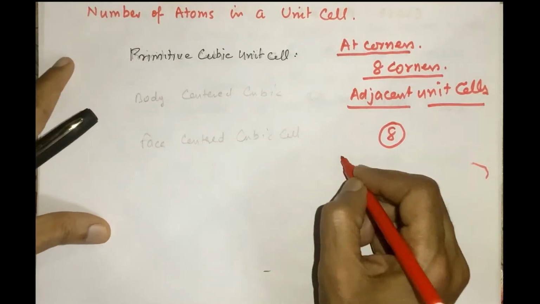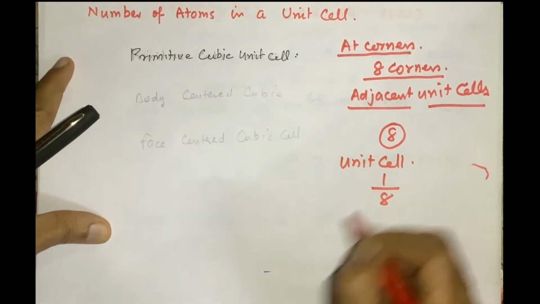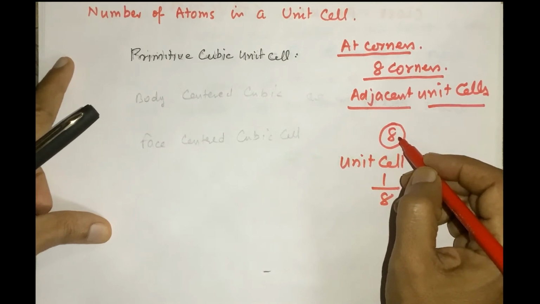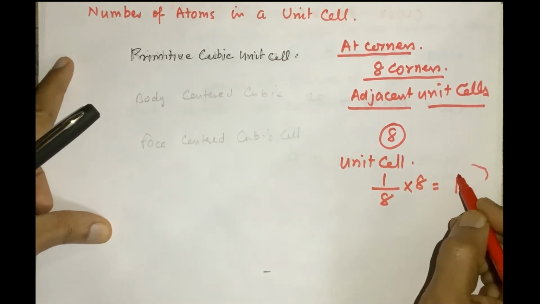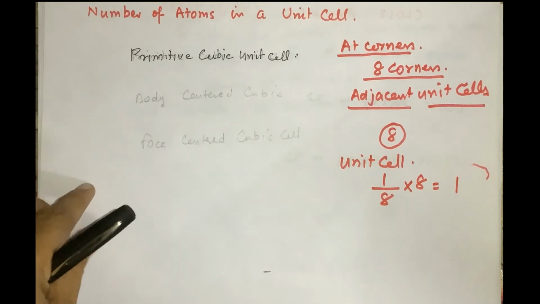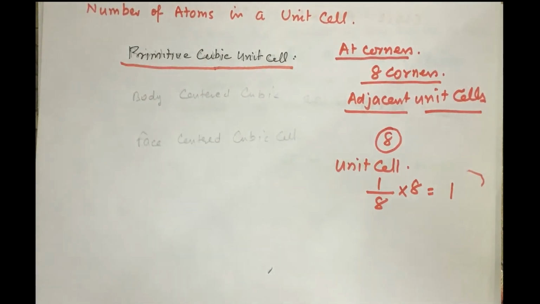So each unit cell shares 1/8 of each constituent particle, and if there are 8 constituent particles, then 1/8 into 8, and 1 constituent particle is shared by 1 unit cell in a primitive cubic unit cell. Now I hope that this is clear. This concept should be clear so that numericals and all the theory is based on this.